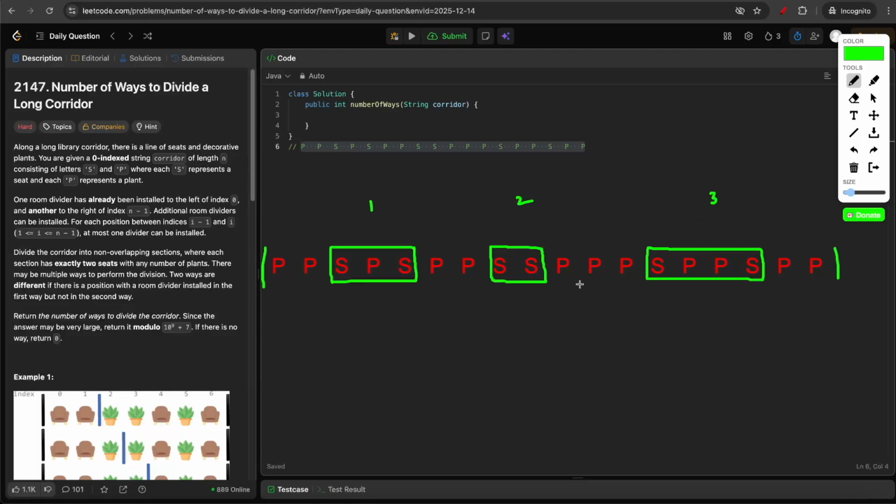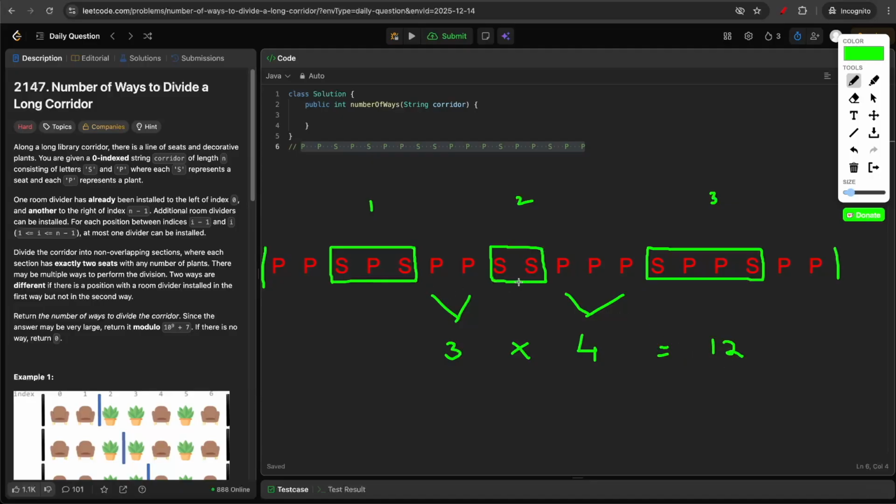And between these two segments, you can place a divider here, here, or here. So the number of plants is 3. So in this, you can place total 3 plus 1, which is 4 dividers. And similarly, between these two segments, you can place a divider here, or here, or here. So between these two segments, you have 2 plants. So total, you can place 2 plus 1 equal to 3 dividers. Now, if you want the total number of ways you can split it, you just have to multiply these two. So 3 into 4 will be 12.